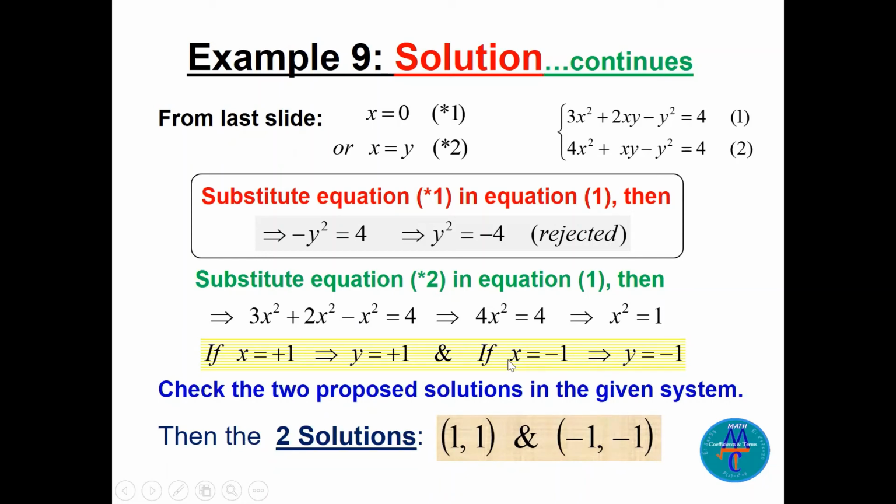You see that? If x is plus 1, then y will be plus 1. If x is minus 1, y will be minus 1. You have to check the two proposed solutions, (1, 1) and (-1, -1). And now the two are acceptable points. So these are the solutions, (1, 1) and (-1, -1).